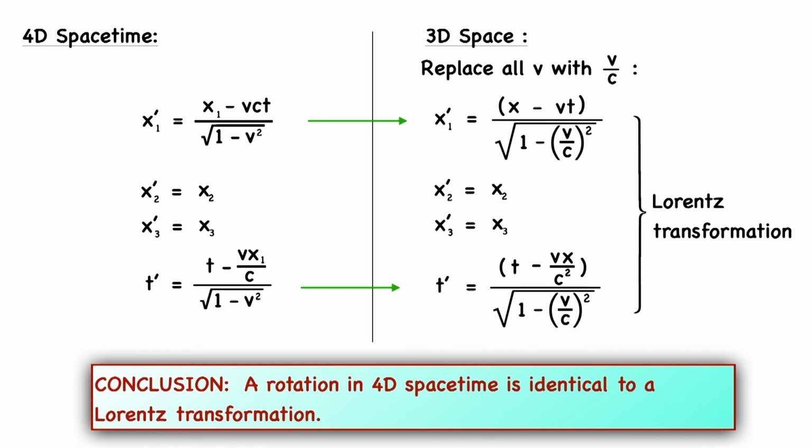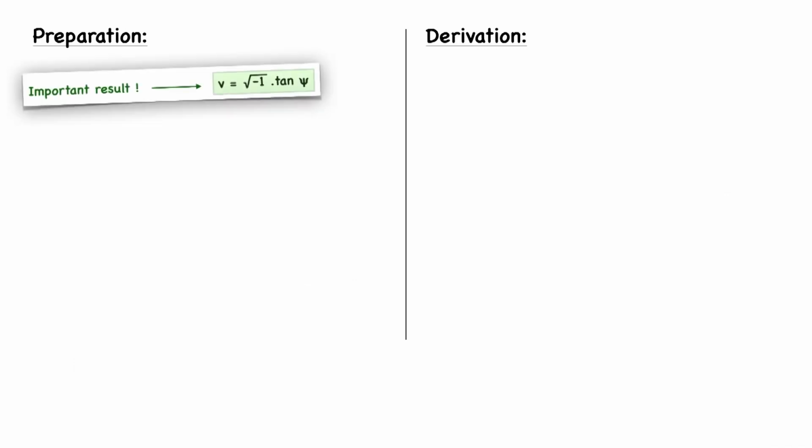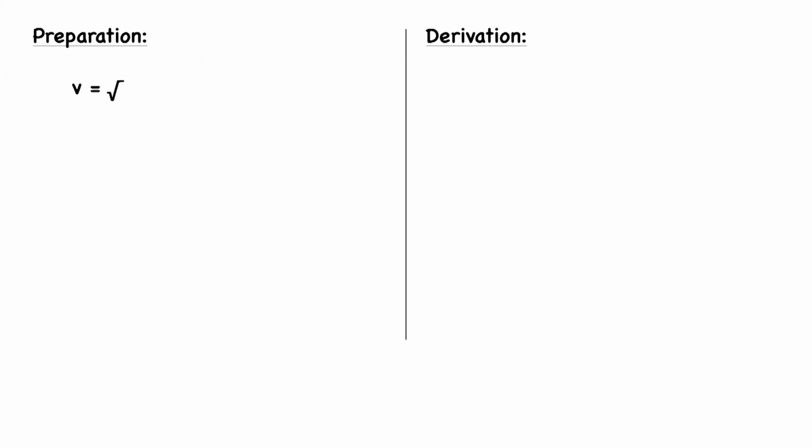The pieces of a great big jigsaw puzzle have finally come together in a somewhat elegant way. Well, all but one. I have one last piece to deal with, which I'll do now. Watch this. Okay, in preparation I'm going to use, again, that important step that let us link speed v with rotation angle psi. Namely, v equals square root minus 1 times tan psi.